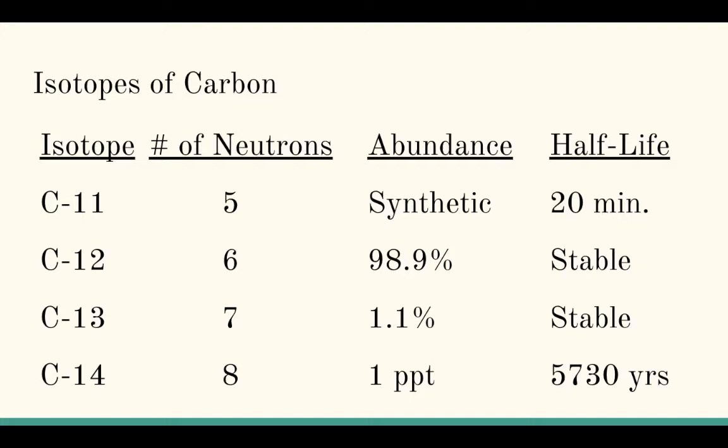Carbon-13, though not as stable, is still stable enough that it won't decay, but its abundance is only about 1.1% of all carbon atoms in the world. Carbon-14, on the other hand, is considered unstable and will undergo radioactive decay. Carbon-14 has 6 protons and 8 neutrons, and its abundance is 1 part per trillion. So that means for every trillion carbon atoms you collect, only one of them will be carbon-14.